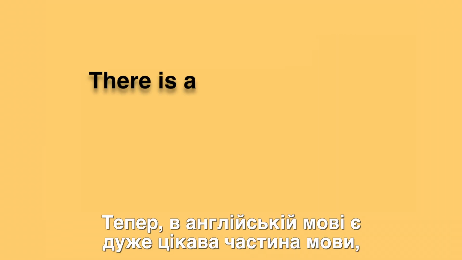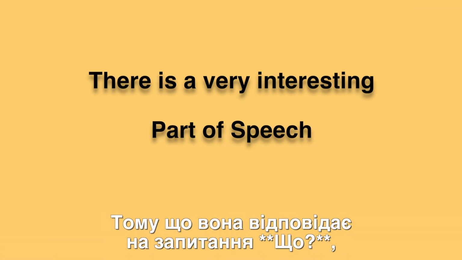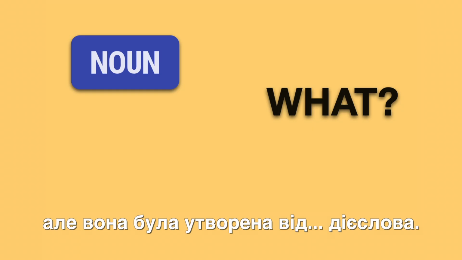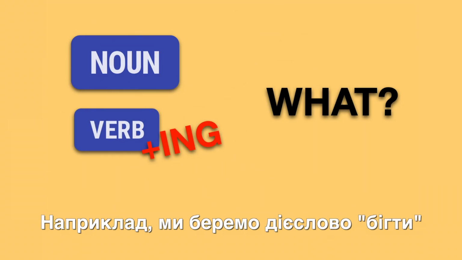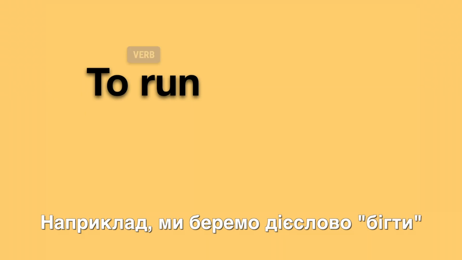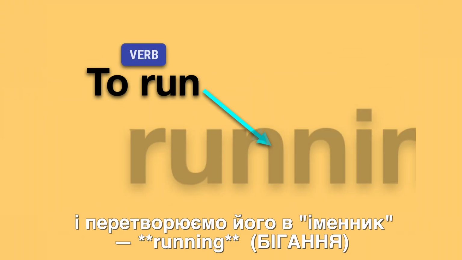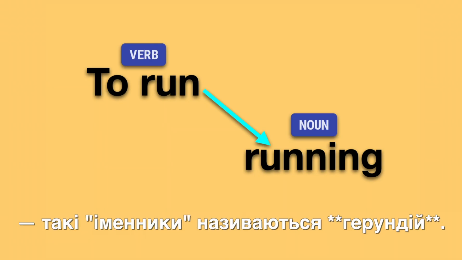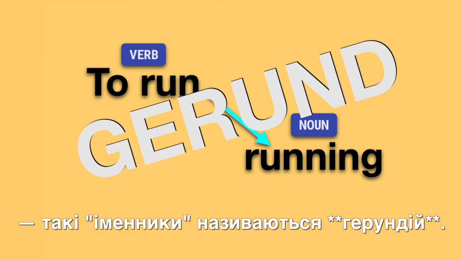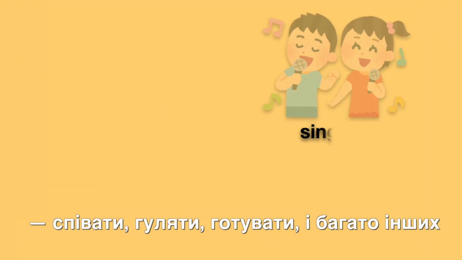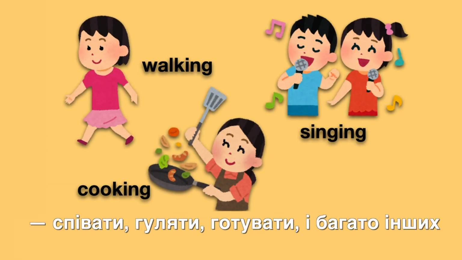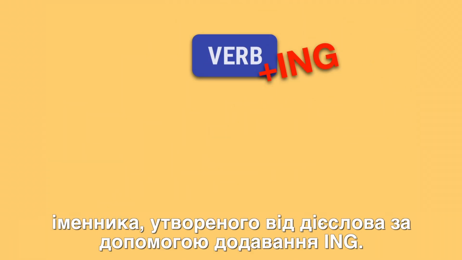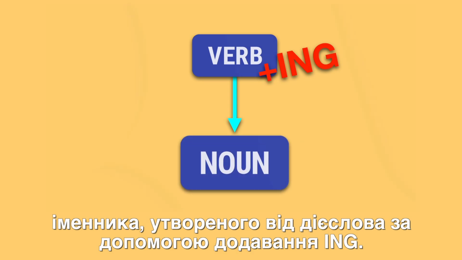Now in English, there is a very interesting part of speech that is technically a noun because it answers the same question, what? But it was formed from a verb. For example, we take a verb to run, бігати, and then make it into a noun. Running, процес бігу. Such nouns are called gerund. Do you want some more? Singing, walking, cooking, and many more are great examples of classic gerund. That is a noun formed from the verb by adding ing.